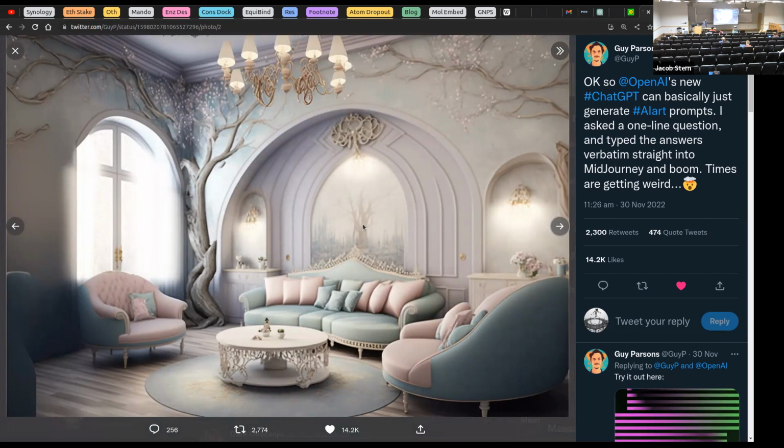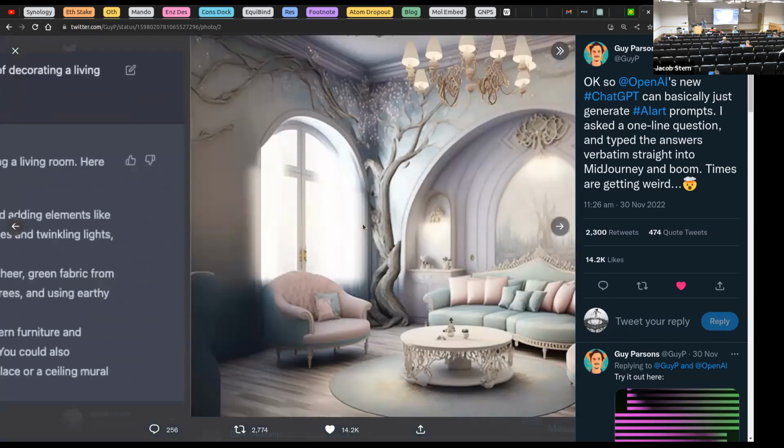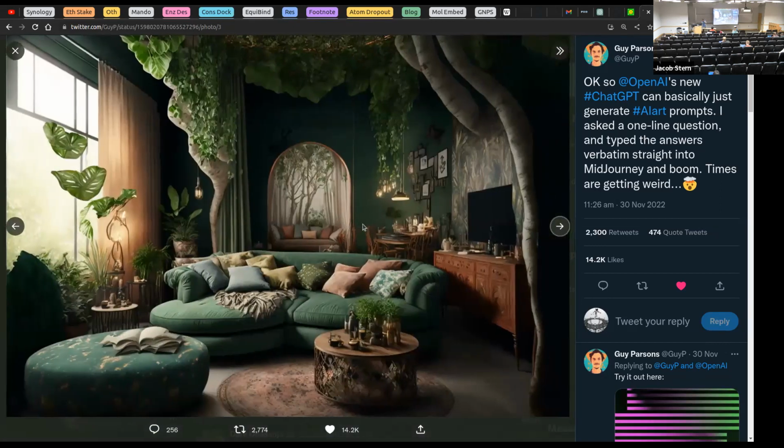fantastical themed room. So, and similar for these other prompts, transform the living room into an enchanted forest by hanging sheer green fabric from the ceiling to create a canopy effect, adding potted plants and trees, and using earthy tones and natural materials for furniture and decor. And we get this thing.